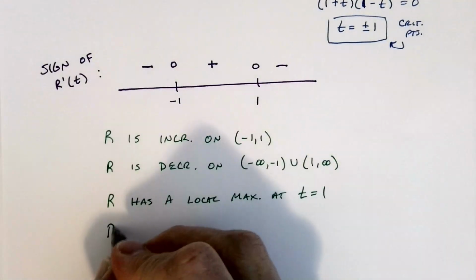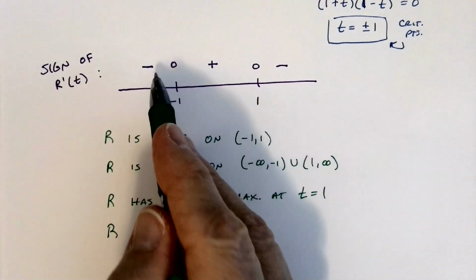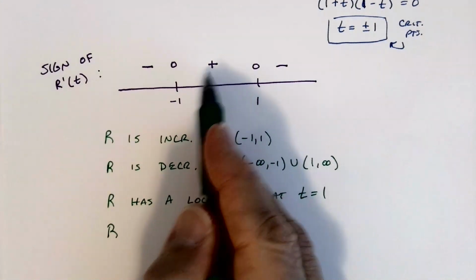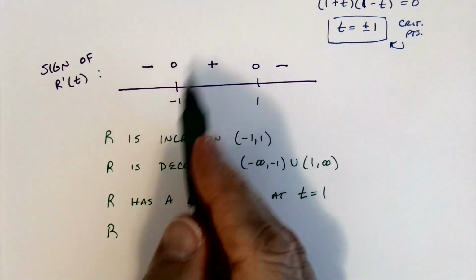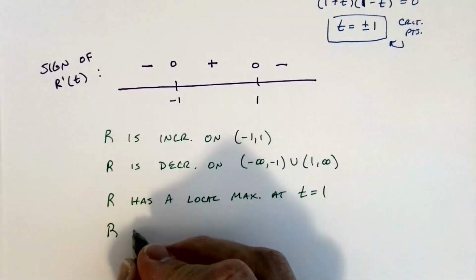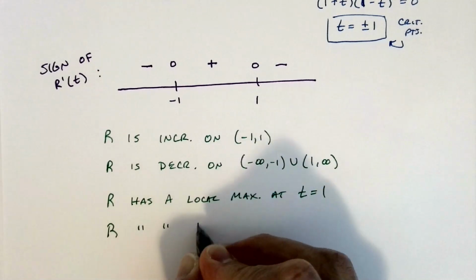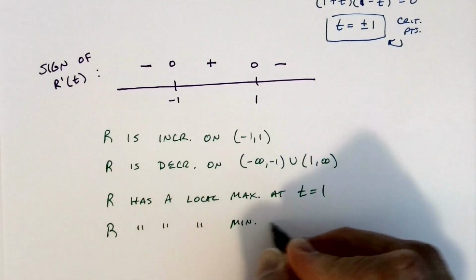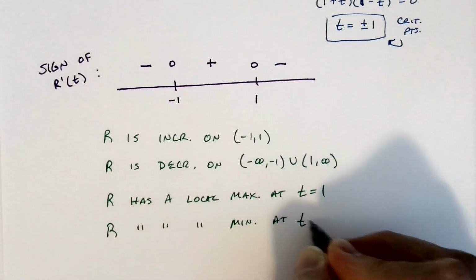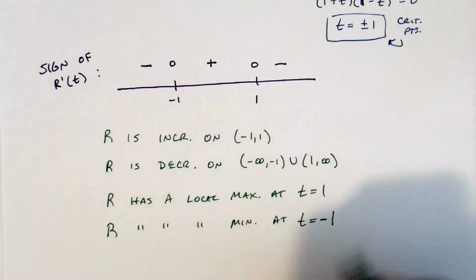And what about a local minimum? Going from negative to positive in the derivative, decreasing to increasing, is a local min at negative 1. So our function has a local minimum at t equals negative 1.